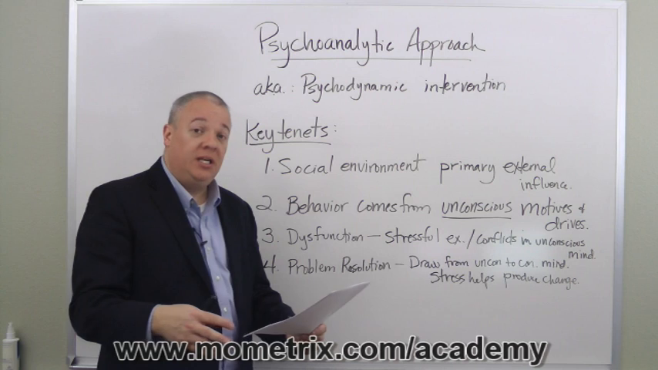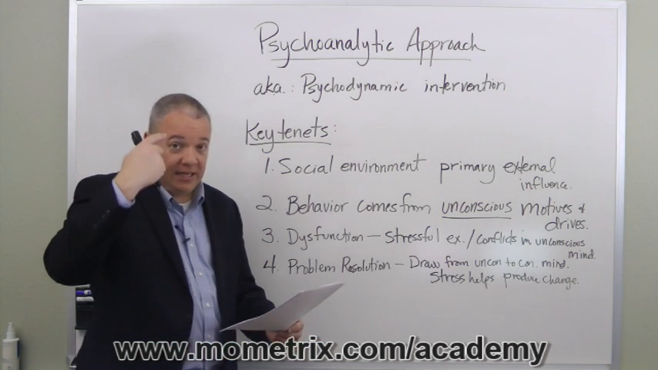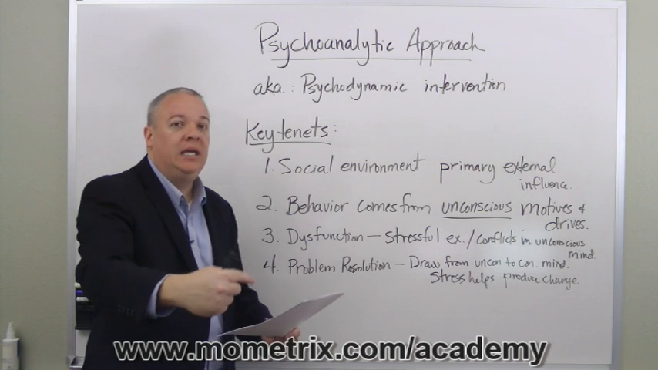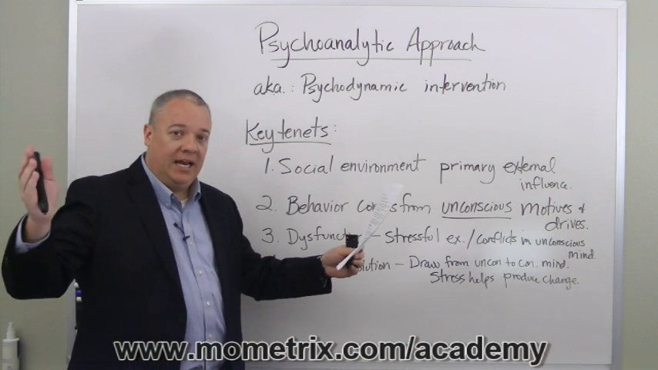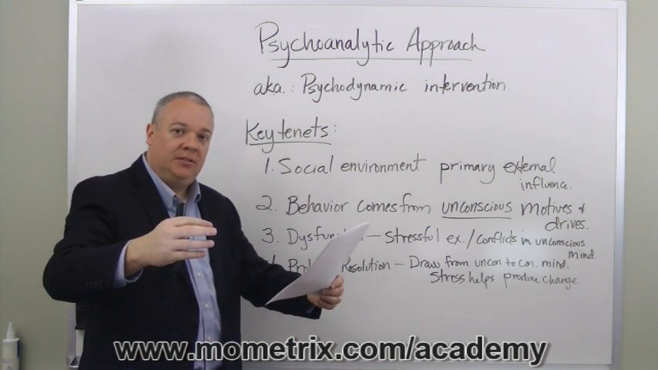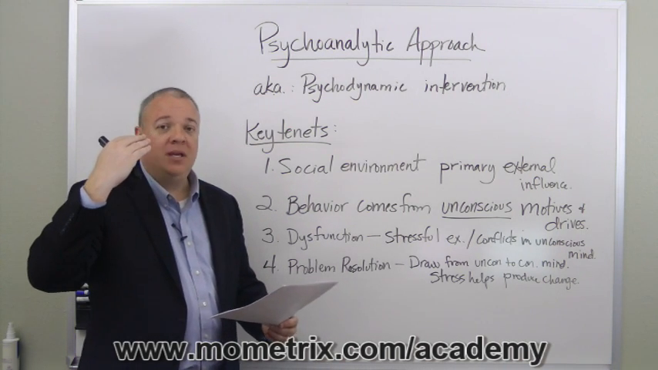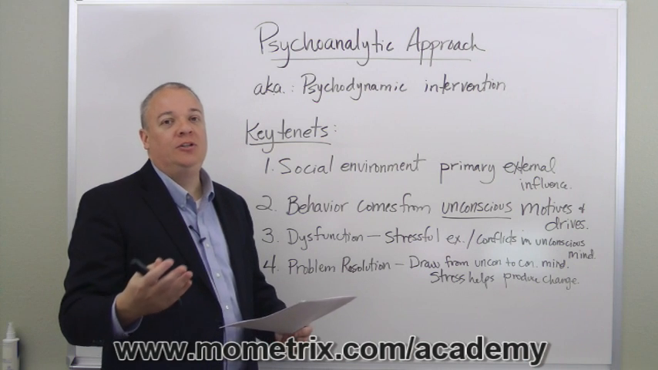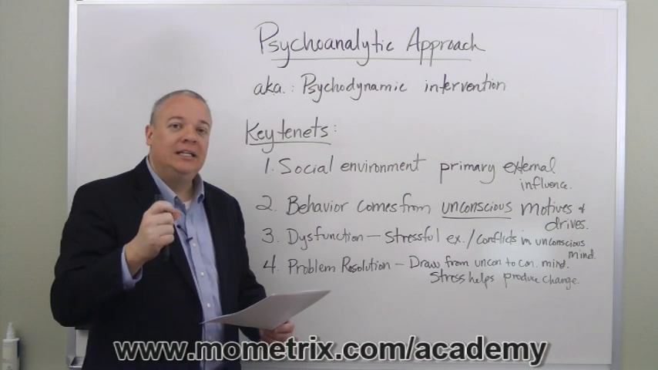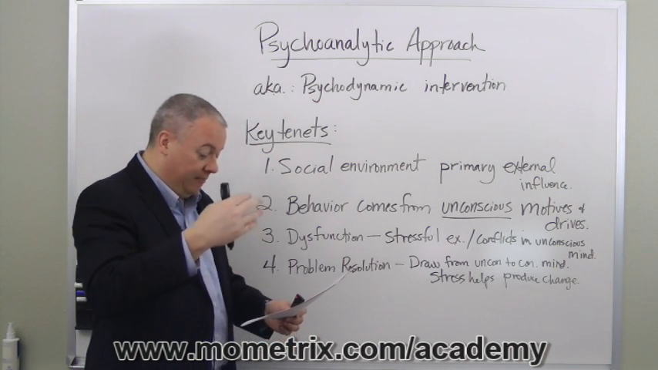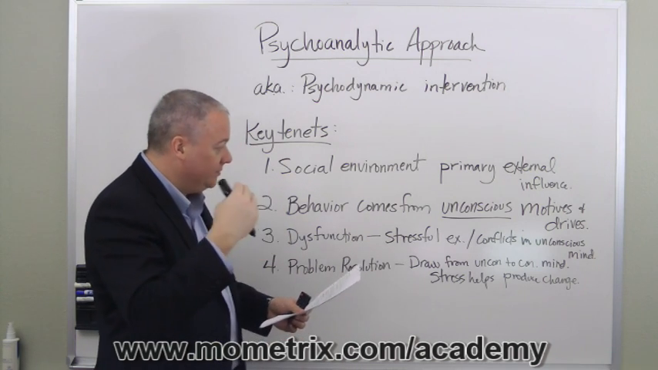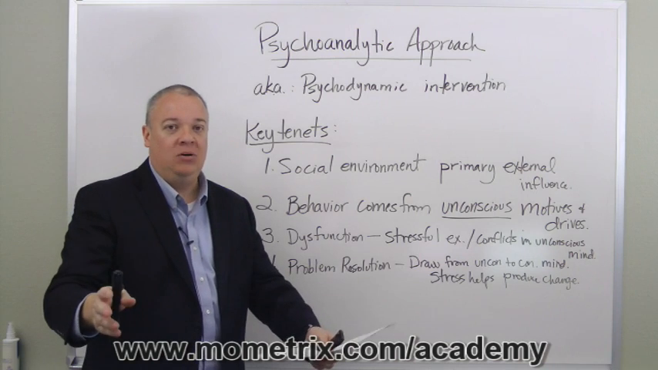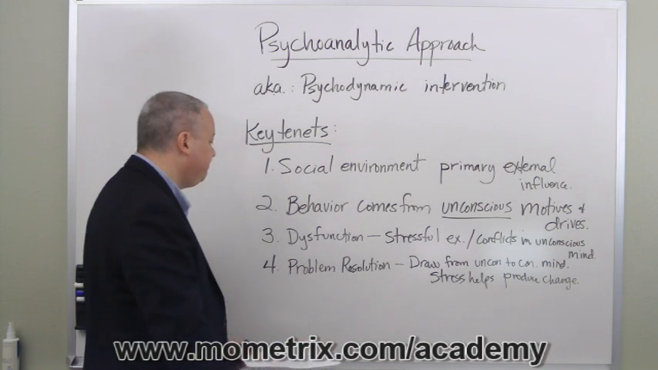Next, dysfunction comes about by the stress produced through conflicts in the unconscious mind. So stress-producing experience and conflicts in the unconscious mind express themselves in dysfunctional behavior. So you've got the external influences of the social environment, you've got motives and drives coming from the unconscious mind producing behavior. Dysfunctional behavior shows that there are stressful conditions, that there are conflict-causing experiences in the unconscious mind being acted out in dysfunctional behavior.